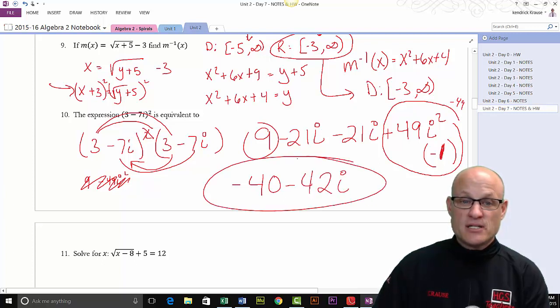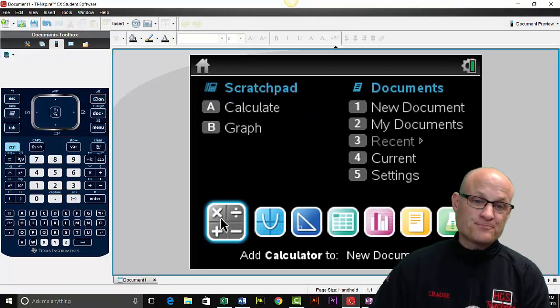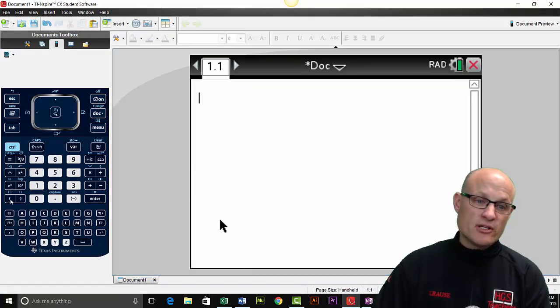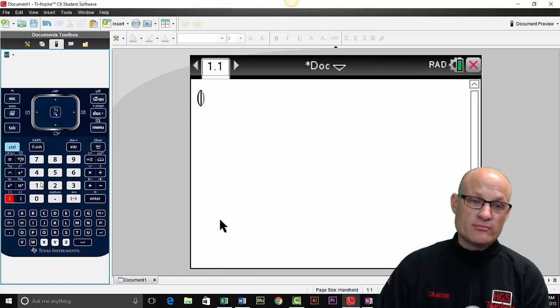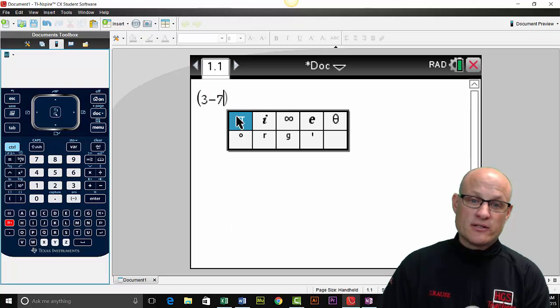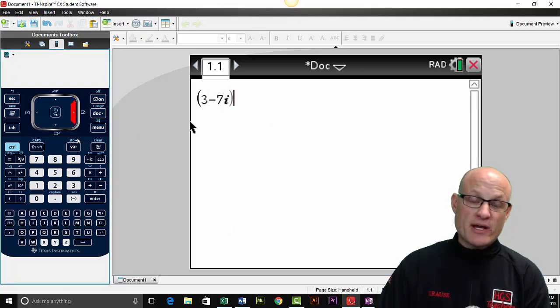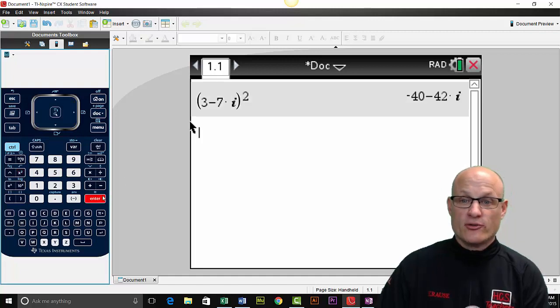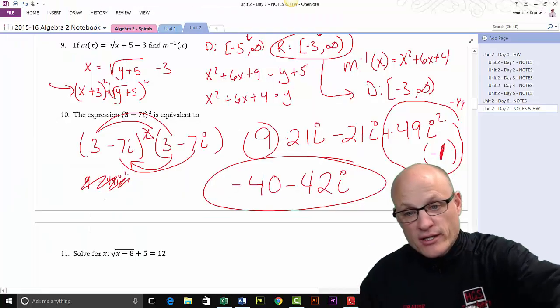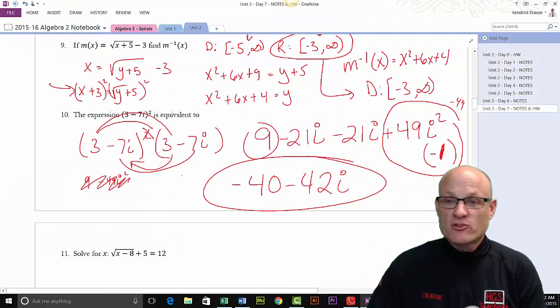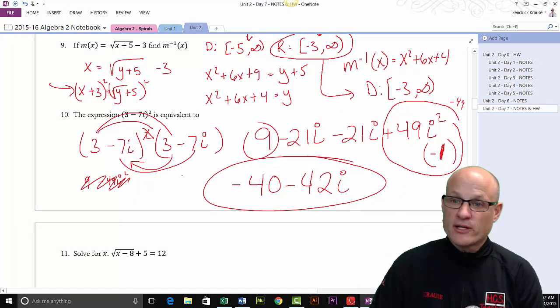minus 42i. Now, just as a reminder, this can be checked using your calculator as well. Come over here, you put some parentheses, you go 3 minus 7i. I will expect to see work, not that you're just using your calculator and go, oh, look, there it is. Negative 40 minus 42i. I will expect that you do your own work here for that.